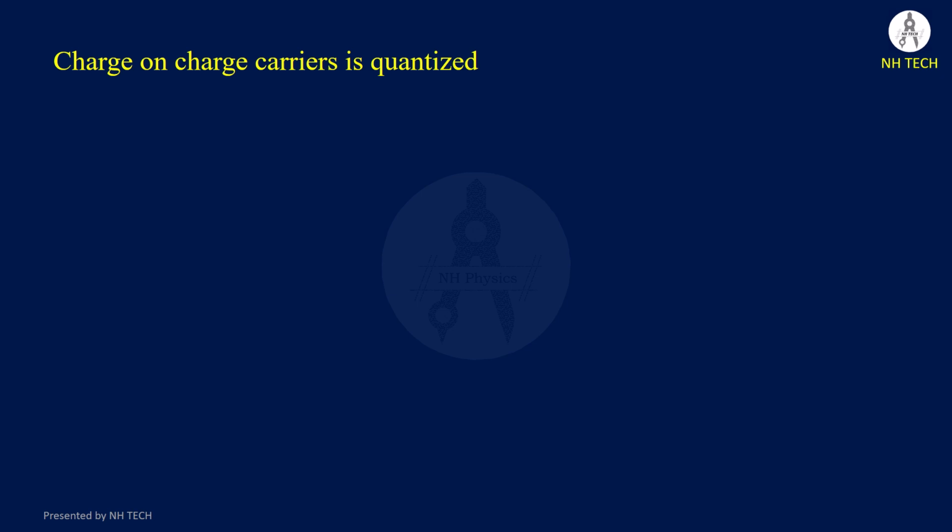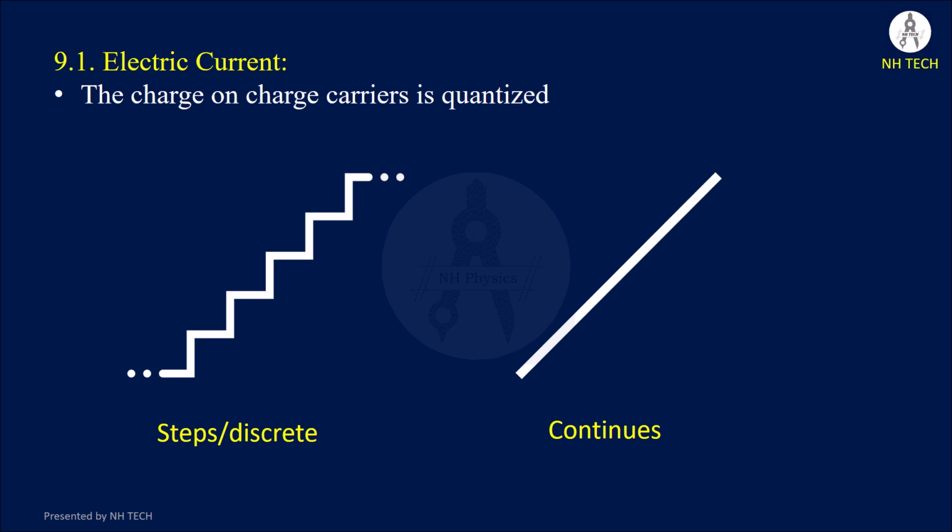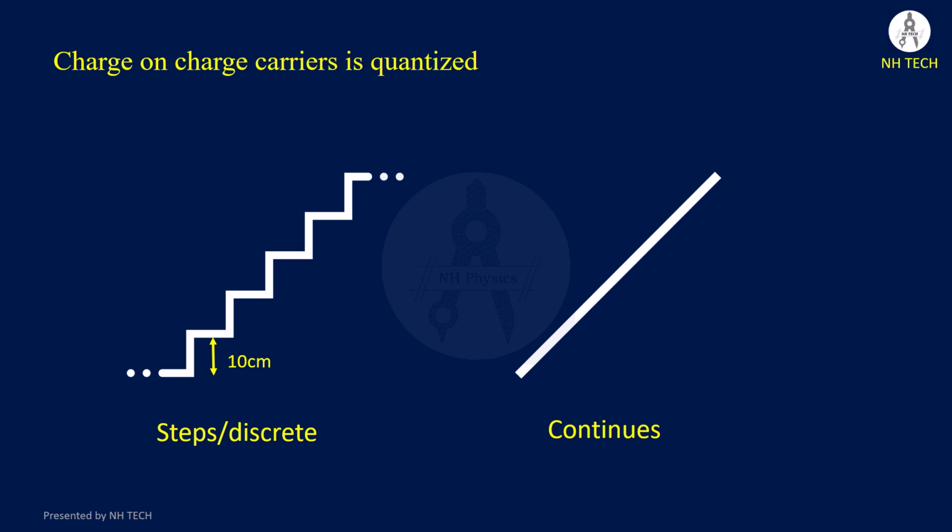Charge is quantized. This is our next topic. To understand this topic, consider these two diagrams. The first shows discrete steps while the second one consists of an inclined plane. In the first diagram, if we consider the height of the step to be 10 cm, then you have discrete steps in multiples of 10 cm. You can step up at 20 cm, 30 cm, 40 cm and so on. You can't step up at 15 cm. But in the second diagram the height is continuous, you can reach any height.